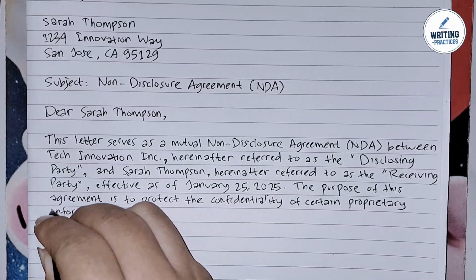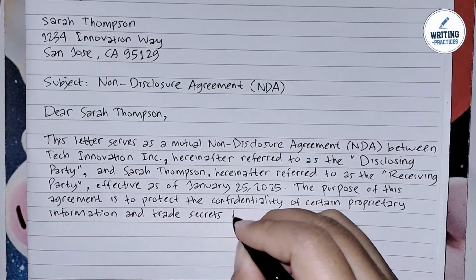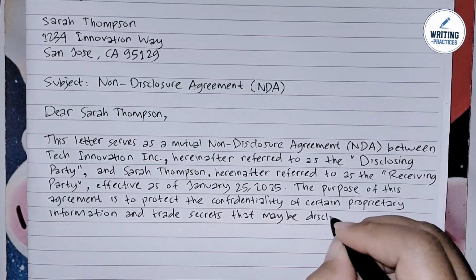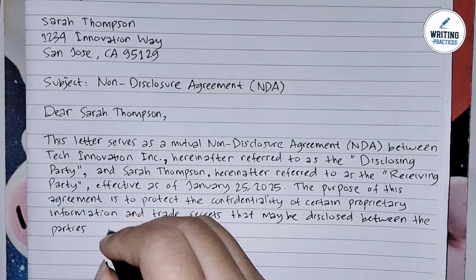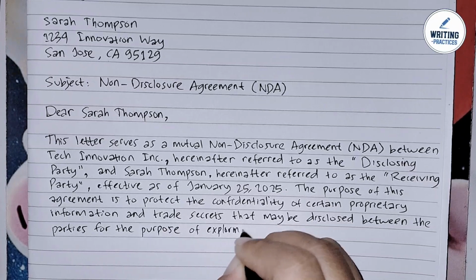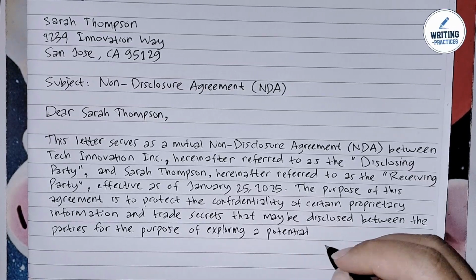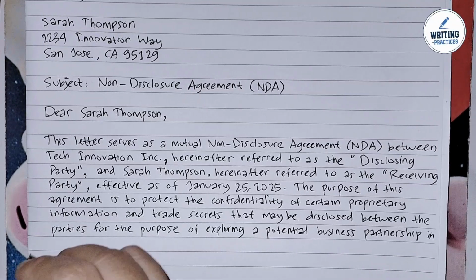And if you have the same goal, you may copy this. "The purpose of this agreement is to protect the confidentiality of certain proprietary information and trade secrets that may be disclosed between the parties for the purpose of exploring a potential business partnership in technology development." Sure, you can adjust it based on your need.